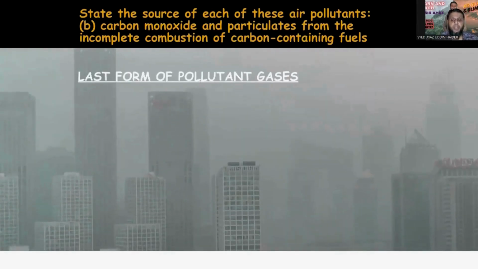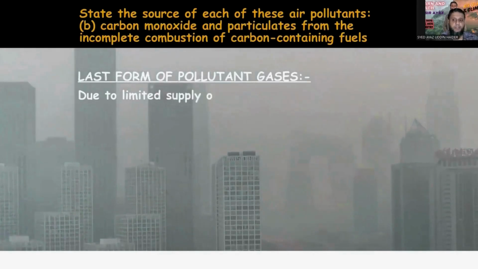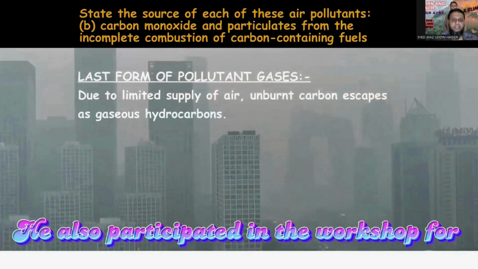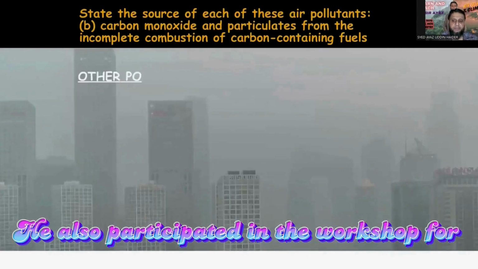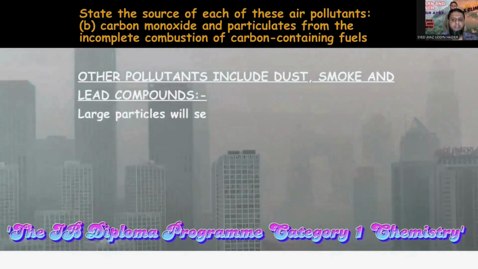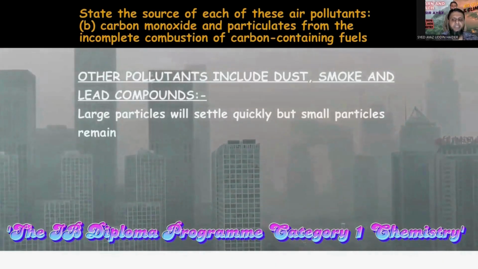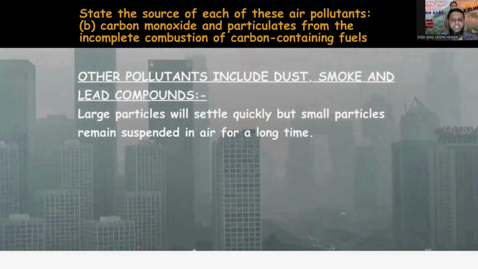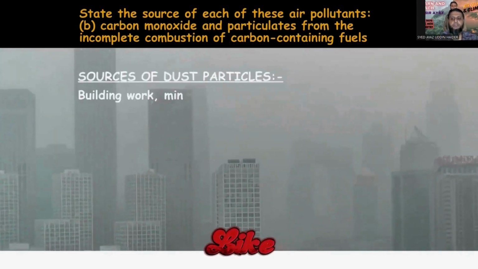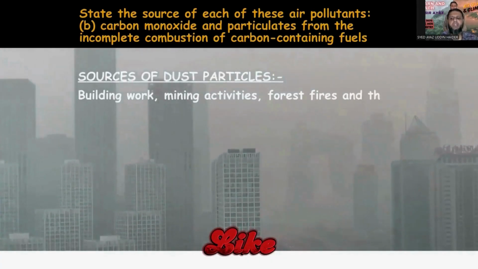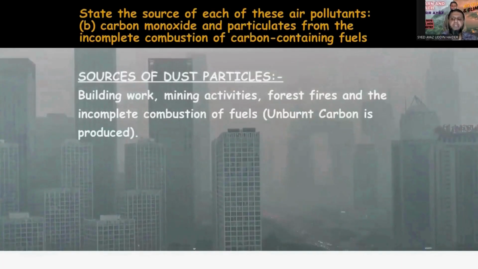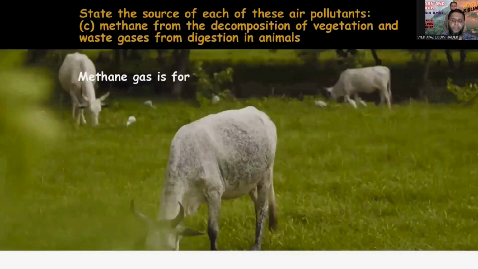Next, the last form of pollutant gases. Due to limited supply of air, unburned carbon escapes as gaseous hydrocarbons. Other pollutants include dust, smoke, and lead compounds. Large particles will settle quickly, but small particles remain suspended in air for a long time. The sources of dust particles are building work, mining activities, forest fires, and the incomplete combustion of fuels, where unburned carbon is produced.